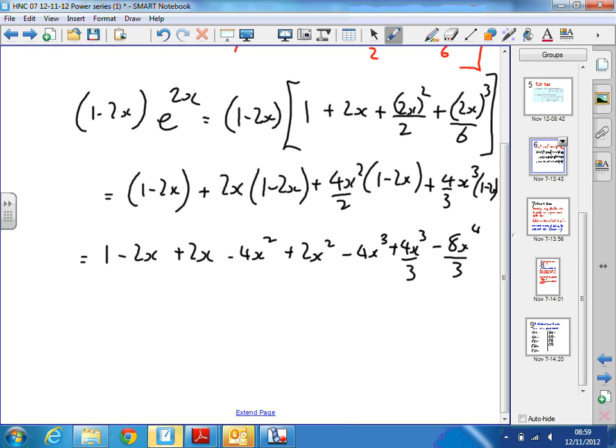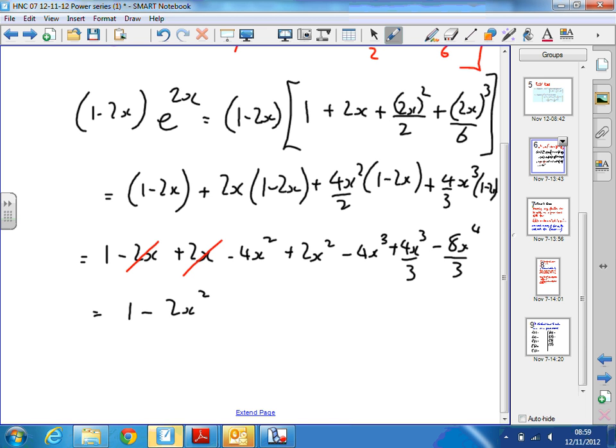And now we collect together like terms. So we see that minus 2x cancels with plus 2x. Minus 4x squared plus 2x squared just gives us, sorry, minus 2x squared. So this gives us 1 minus 2x squared.